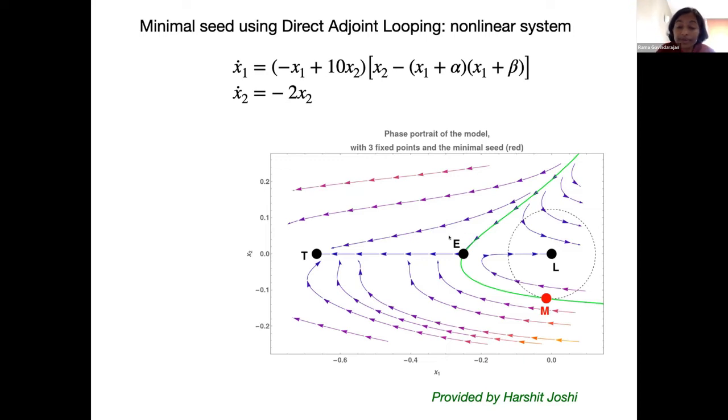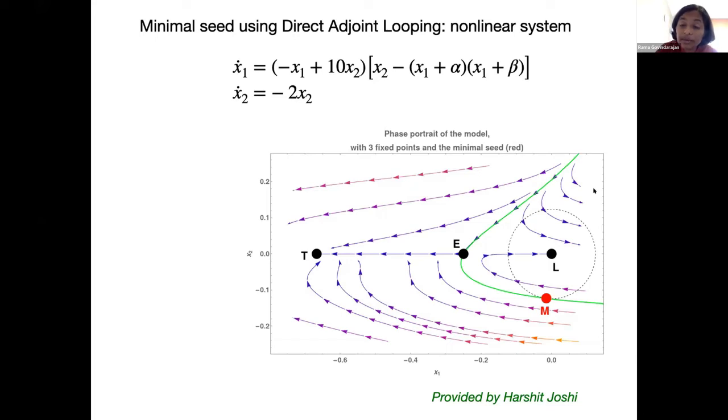So, what are we doing here? We've got this green line, which is the basin boundary. We know for a fact that anything starting on this side will go to the laminar, and anything starting on that side will go to the turbulent state. So in some sense, it's a barrier.